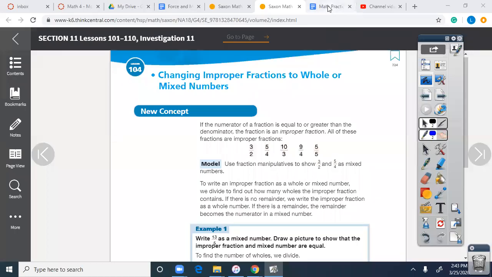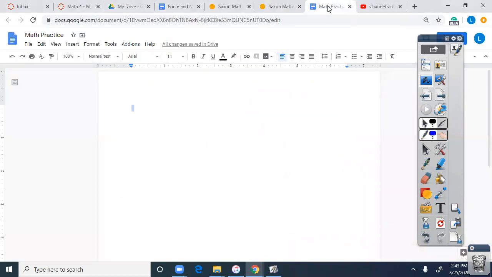All right, welcome everybody. We are going to go over lesson 104 today. 104 is changing improper fractions to whole or mixed numbers. Okay, we've talked about improper fractions before, we've talked about mixed numbers before, but it's been a while. So let's just review what those are.